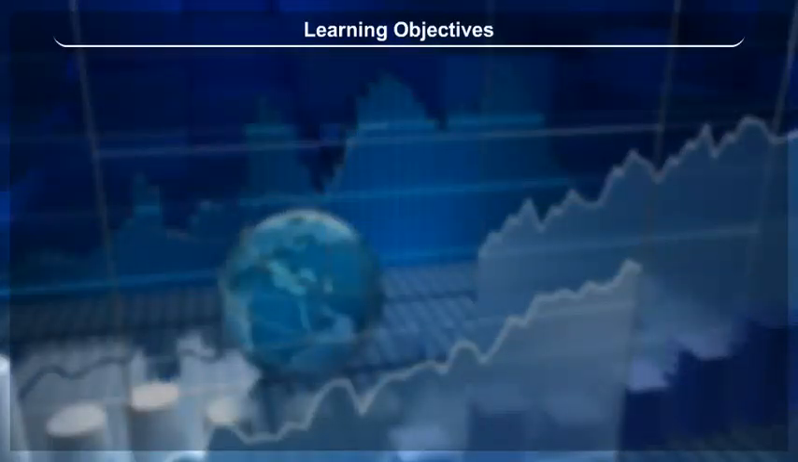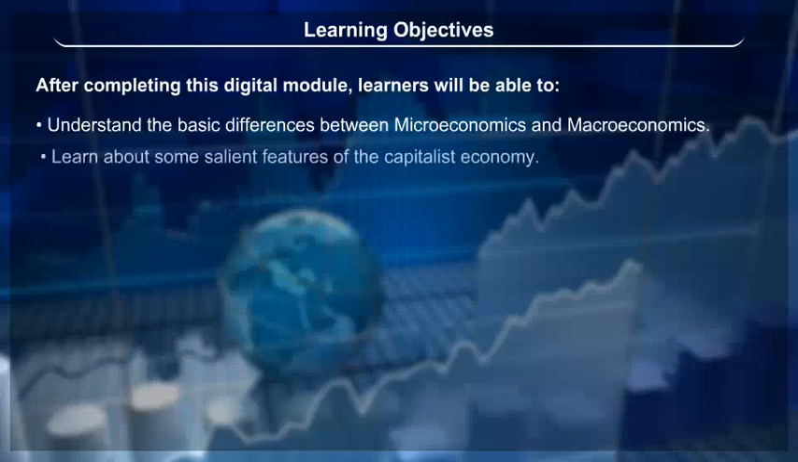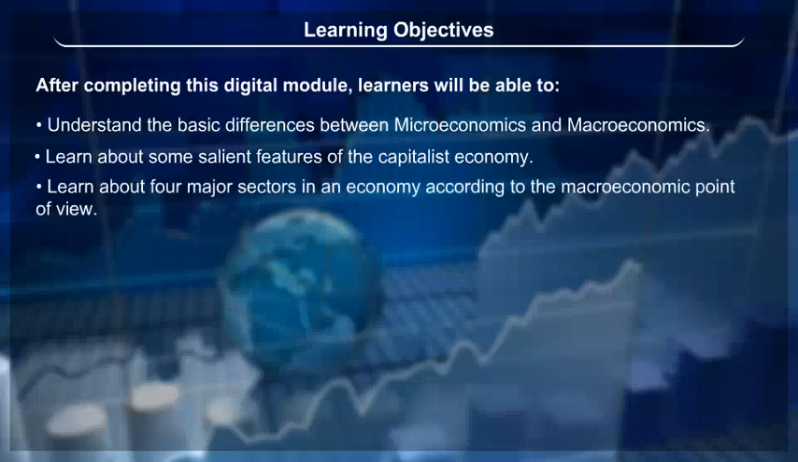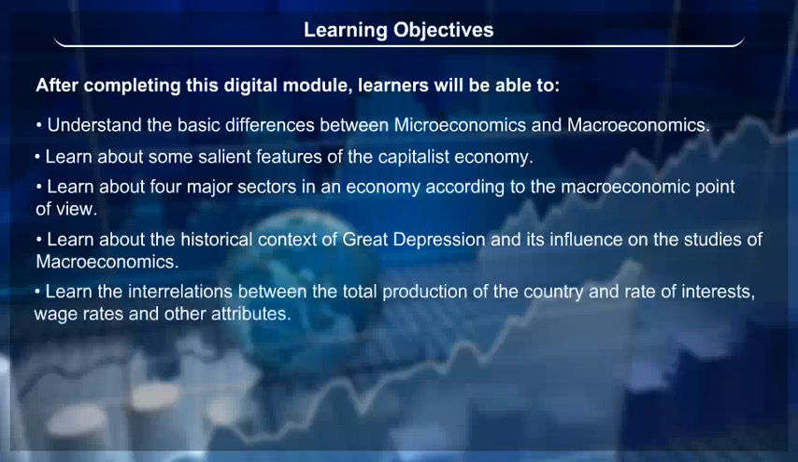Learning objectives. After completing this digital module, learners will be able to understand the basic differences between microeconomics and macroeconomics, learn about some salient features of the capitalist economy, learn about four major sectors in an economy according to the macroeconomic point of view, learn about the historical context of Great Depression and its influence on the studies of macroeconomics. Learn the interrelations between the total production of the country and rate of interests, wage rates, and other attributes.